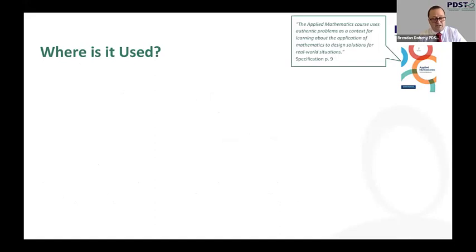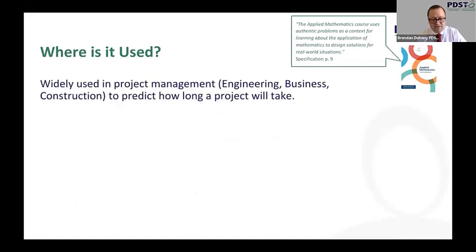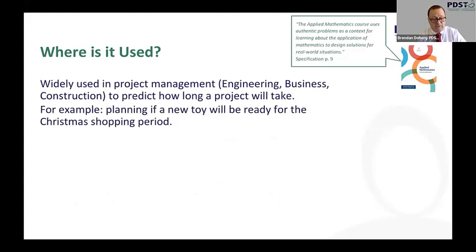So where do we get to use it? Critical path analysis is a widely used project management tool. The advantages to efficient project management will vary from industry to industry, but in general, having a more accurate idea of how long a project will take will help with business planning, budget estimates, staff, or raw material requirements. We have an example there.